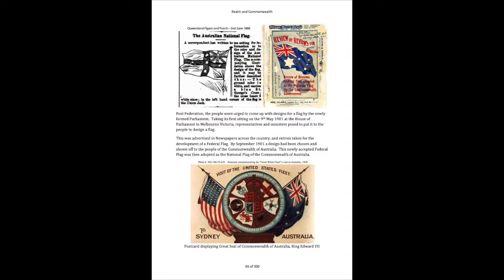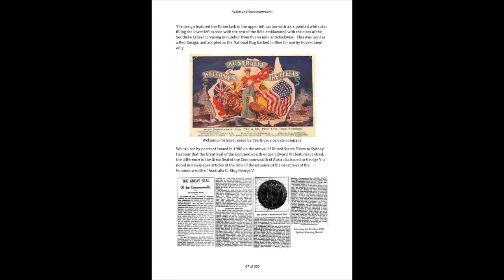By September 1901, a design had been chosen and shown off to the people of the Commonwealth of Australia. This newly accepted federal flag was then adopted as the national flag of the Commonwealth of Australia. The design featured the Union Jack in the upper left canton, with a 6-pointed white star filling the lower left canton, with the rest of the field emblazoned with the stars of the Southern Cross, increasing in number from 5 to 9 anti-clockwise. This was used as a red ensign and adopted as the national flag, backed in blue for use by government only.